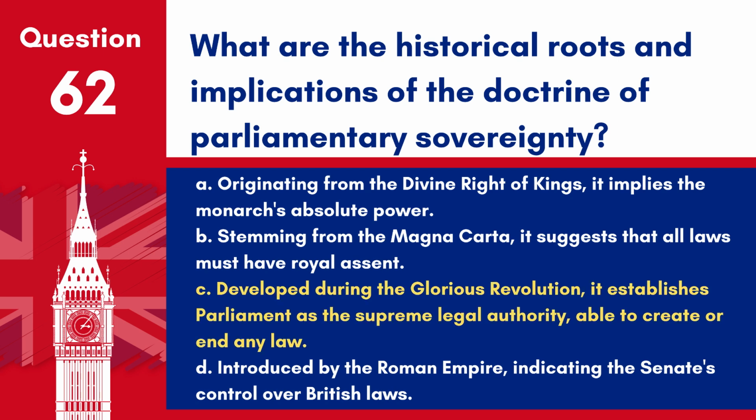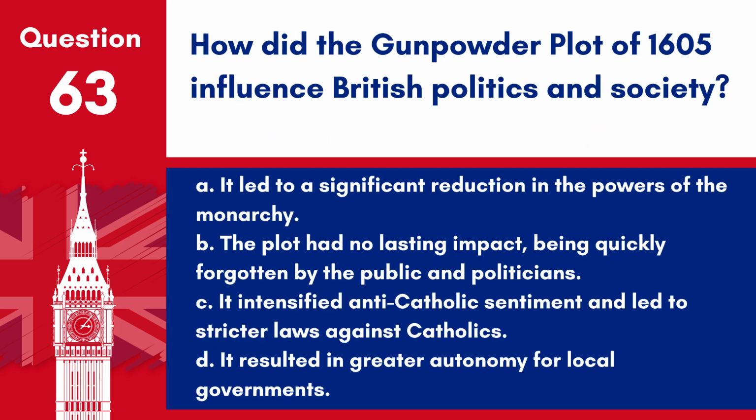Answer: C. Developed during the Glorious Revolution, it establishes Parliament as the supreme legal authority, able to create or end any law. The doctrine of parliamentary sovereignty is a cornerstone of the UK's constitutional framework, emphasising the central role of Parliament in the legal system. Question 63. How did the Gunpowder Plot of 1605 influence British politics and society?